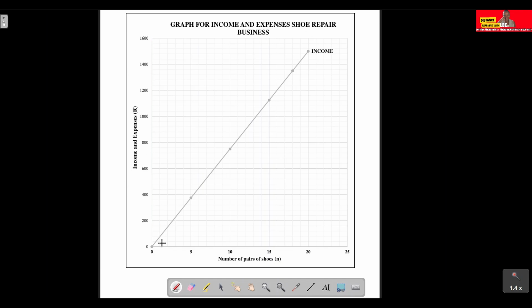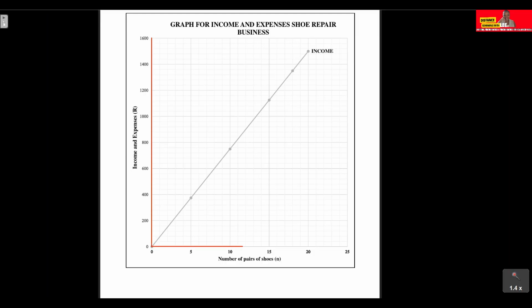On our y-axis, the vertical axis, this is where we've got your income and your expenses. And on your horizontal axis, that is where we have the number of pairs of shoes that are repaired. So we can already see that the line graph for our income has been drawn for us. I'm going to put it in green so we see that there. All that we need to do is draw the line graph for the expenses.